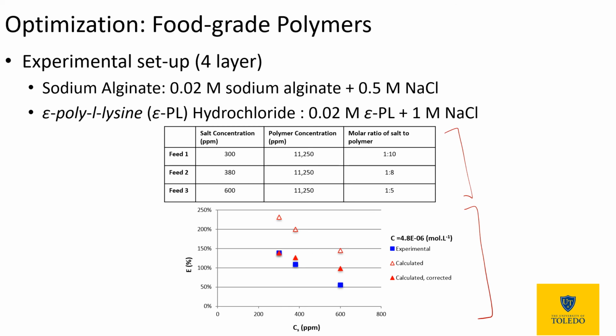What we see is that with these food-grade polymers, we're able to achieve comparable enrichments in excess of 100% at the lower salt concentrations. Now the predicted values here, in which we take into account the amount of fixed sodium chloride that's present in the membrane due to the membrane structure, also agree fairly well with experimental values.